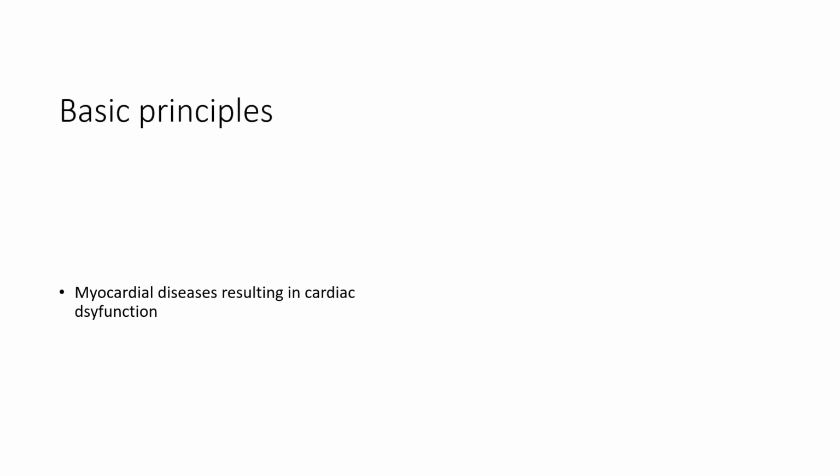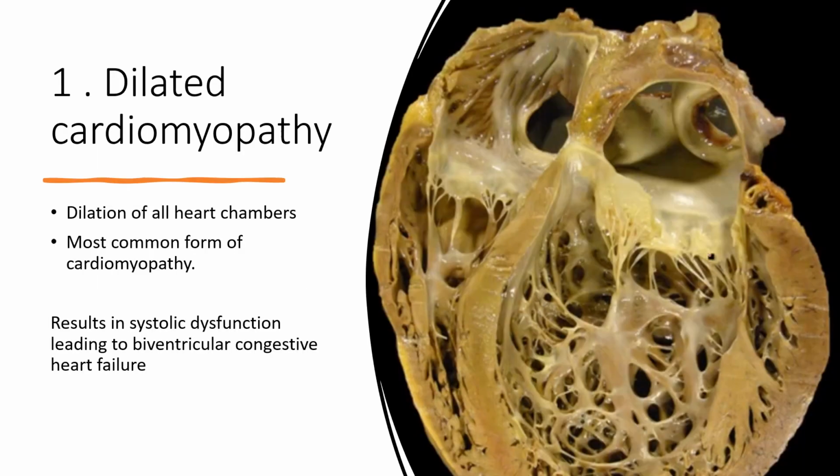So guys, what are the basic principles? Cardiomyopathy is myocardial disease resulting in cardiac dysfunction. Coming to dilated cardiomyopathy, this is a condition in which all the heart chambers get dilated, as you can see in this diagram. It is the most common form of cardiomyopathy, and the result is a systolic dysfunction causing biventricular congestive heart failure.